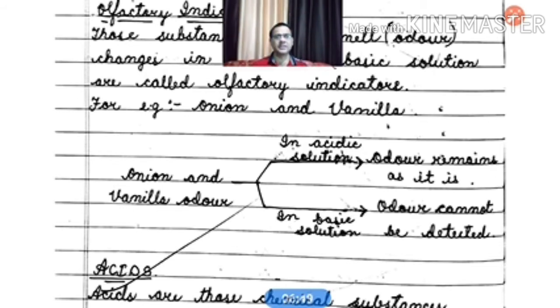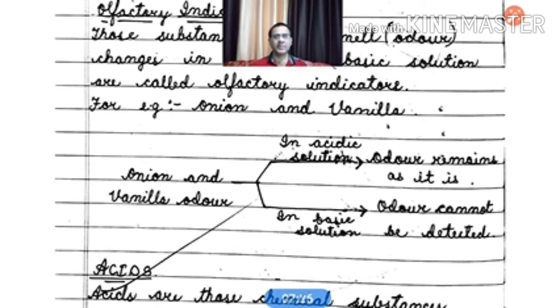Just to test this, we take a very small piece of cloth in the form of a strip, and first we dip it in the onion, and then we smell that small piece of cloth. That will give the smell of onion. Now the same piece of cloth we put in the acidic solution. The smell of the onion remains as it is.